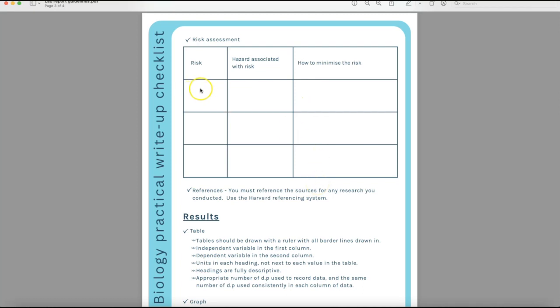Now it's worth noting that for the A-level risk assessments, you do have to be quite detailed about the hazard and how to minimise the effect. And you're recommended to use things like HAZ cards from CLEAPSS to give you the correct level of detail for this. Lastly, you might be asked to reference any research that you did to be able to write your plan. And just make sure that when you do reference, you're using the Harvard referencing system.